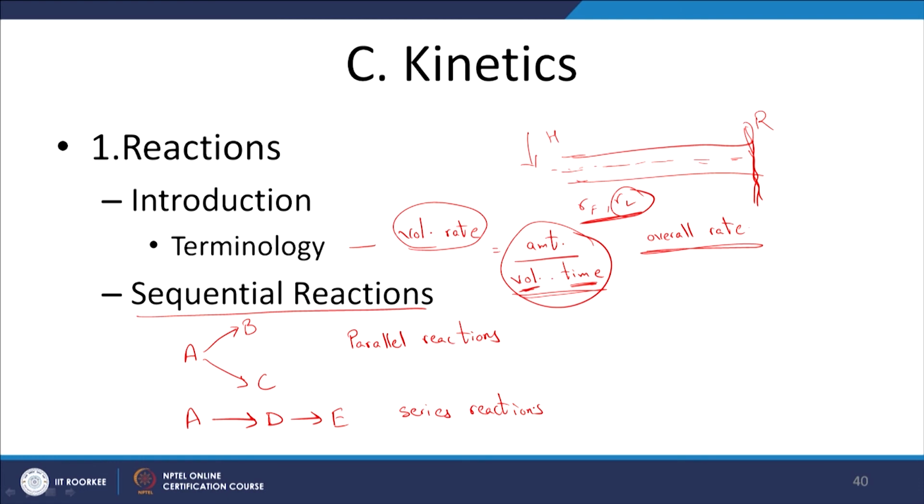So, for example, let us say I am looking at this particular case where A is degrading via two reactions, and those two are parallel reactions: A going to B and A going to C. Let us say if you want to model this, you know that A going to B is remarkably faster than A going to C, let us say 1000 times faster in magnitude, if the rate constant.